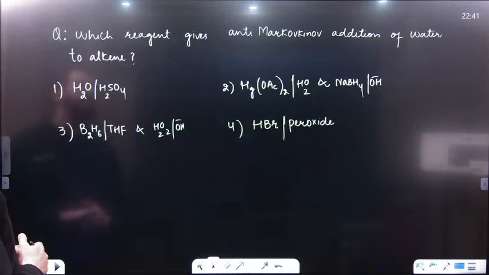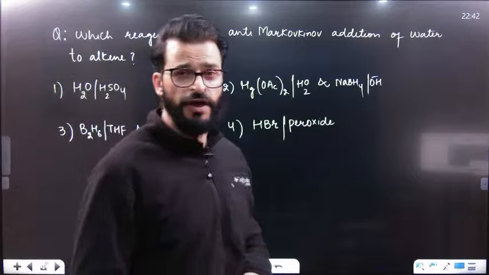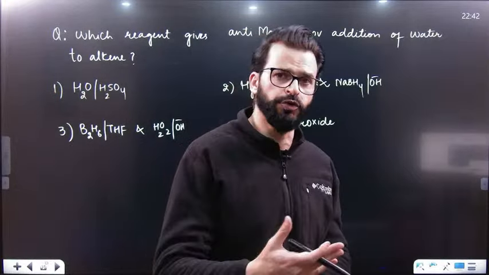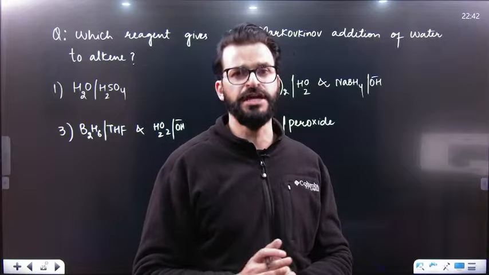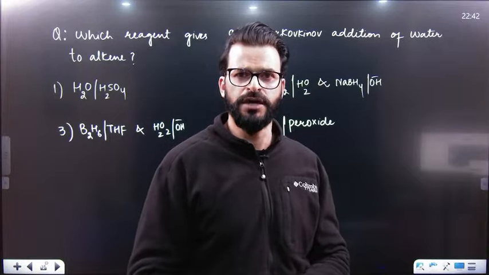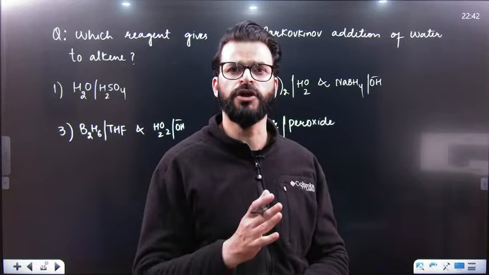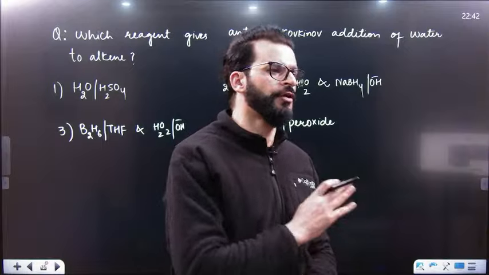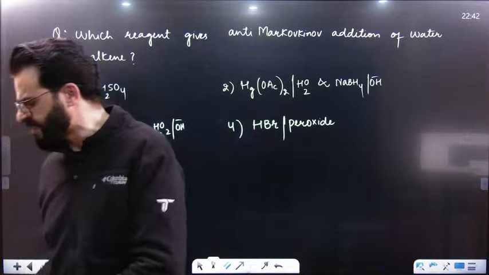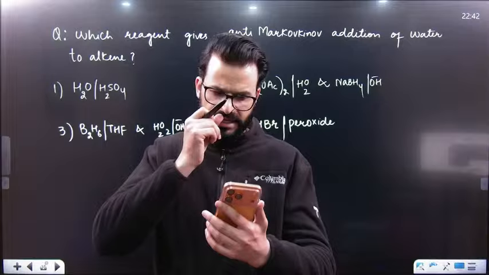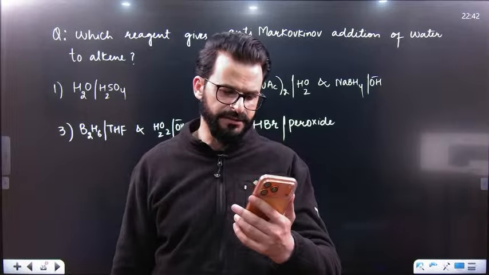After that: which reagent gives anti-Markovnikov's addition of water to an alkene? When you add water to an alkene, which type of reagent or reaction gives the product according to anti-addition of the water molecule? Let me know quickly in the chats what will be the answer.